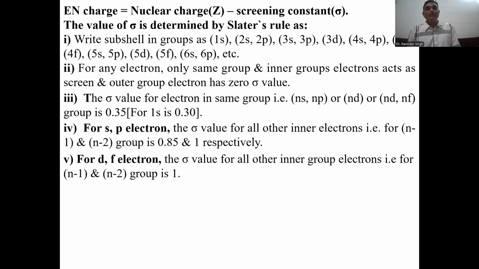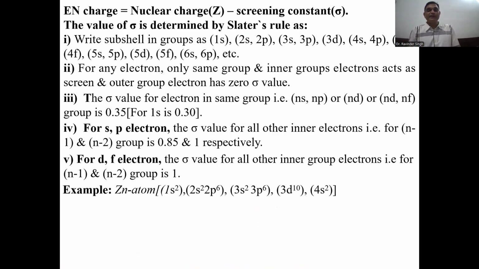Now the rule for D and F electrons. For example, we want to calculate what is the effective nuclear charge experienced by these 3D electrons. So the point number 1, means formation of the group, we have already made the groups here. Point number 2 tells us that to find the effective nuclear charge of a 3D electron, any shell outside it, for example 4s, its electrons will not do any screening work. Means outer shell electrons will cause no screening effect, they will have 0 screening constant value.